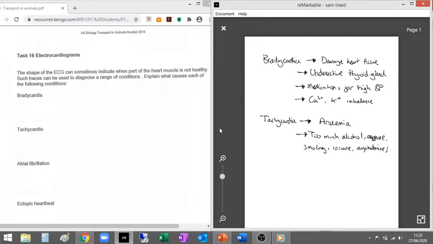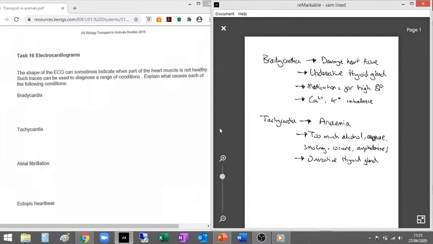Likewise, if an underactive thyroid gland gave bradycardia, an overactive thyroid gland might cause tachycardia. Again, overactive thyroid gland, too much thyroxine as a hormone, it gives you a really, really high metabolic rate. And if you've got a high metabolic rate, you need lots of oxygen and glucose to respire. So the heart rate will have to increase to supply that. Some I've not written down, but a cause of tachycardia is, of course, exercise as well.